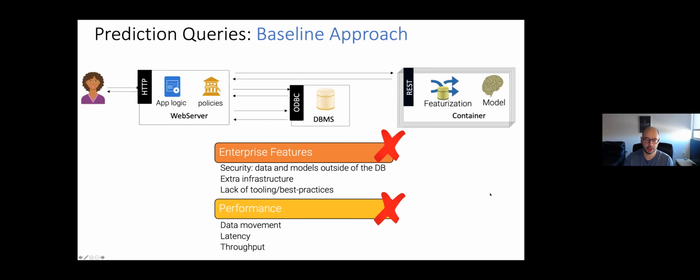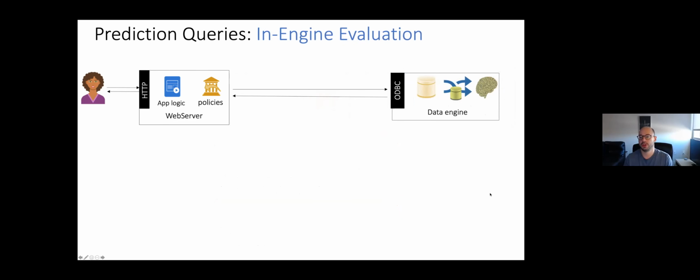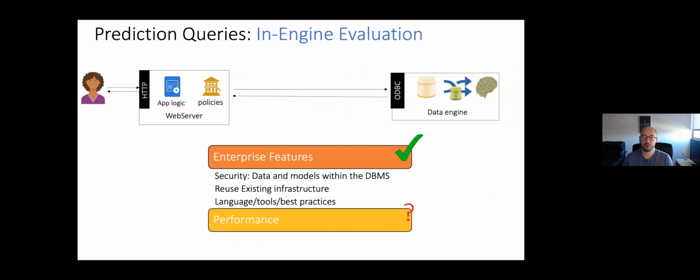Now, instead of that, what we are suggesting, what we have done actually, is to integrate essentially the runtime, the machine learning runtime with a data engine, right? So what this gives us is that now the web server can go directly to the data engine, both your model and your data residing there, so you don't need to move any data outside of the boundaries of the database. Of course, this comes with all the security guarantees, which is super important. It reduces existing infrastructure, all the best practices and tooling that come with it.